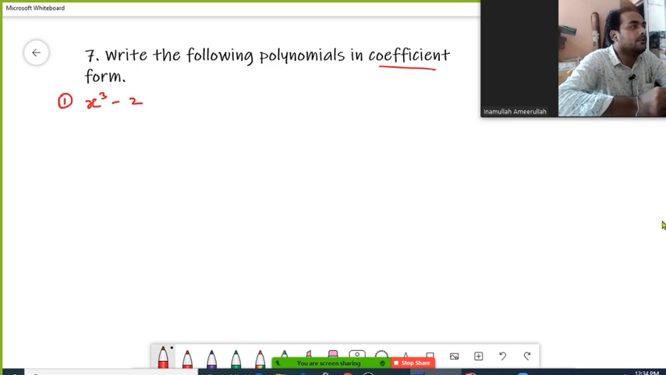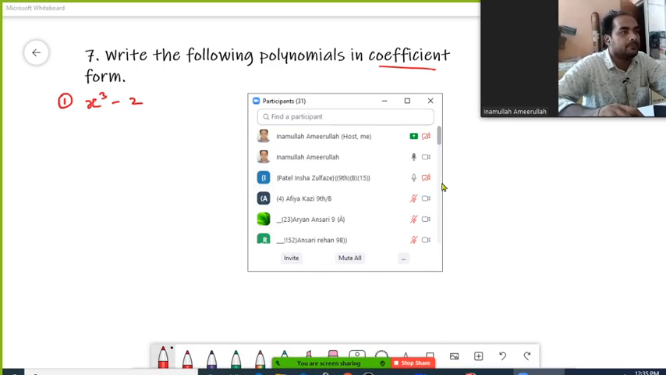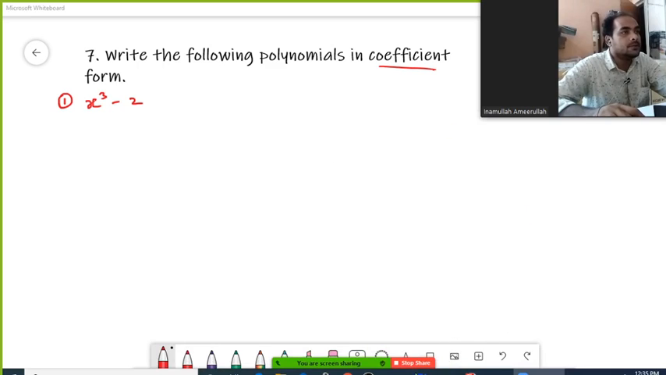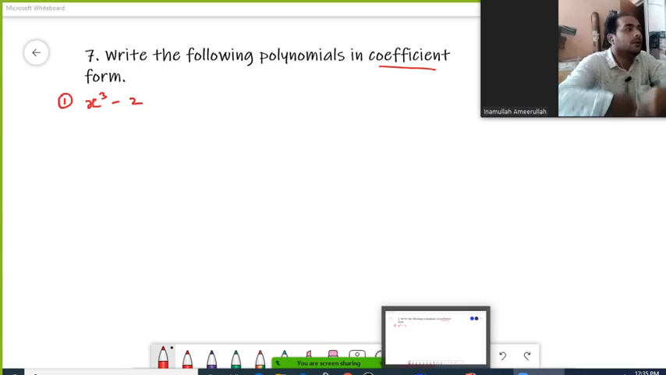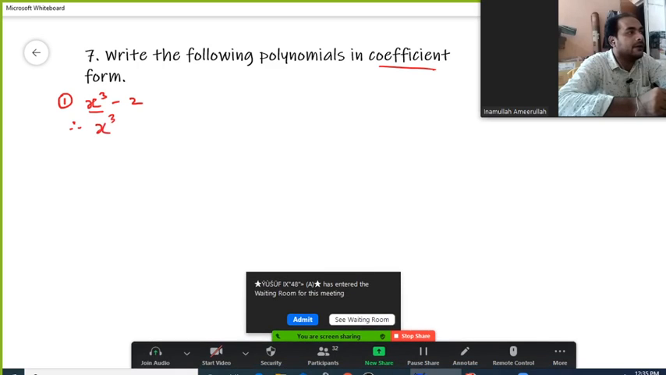So in coefficient form, first you need to write this polynomial in proper standard form. So if you observe, this polynomial is already given in proper standard form, right? But when we say proper standard form, the power should be in proper descending order. So in that case, this could be another way to write this polynomial. Like here we have highest degree cube, so I'll write x cube.